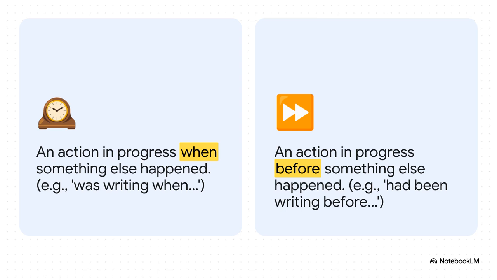Now, this is probably one of the most common mix-ups. Just remember this. Past continuous is about an interruption during an action. Past perfect continuous is about the duration of an action before another action. It really is all about the timing. Was it happening when or before?